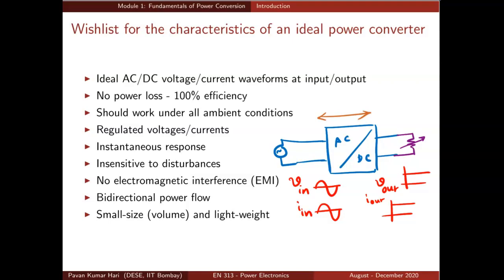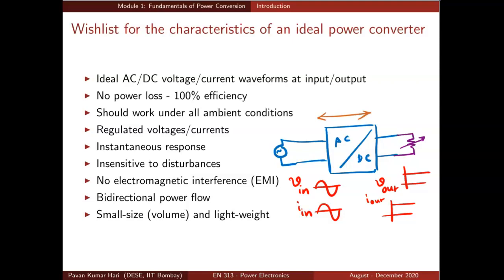So having these characteristics of power converters listed, one can come up with ways to quantify and compare the performance of different power converters based on the above characteristics. For example, we can compare the performance of two types of AC to DC converters in terms of their output DC voltage waveform, input AC current waveform, efficiency, response time, and so on.